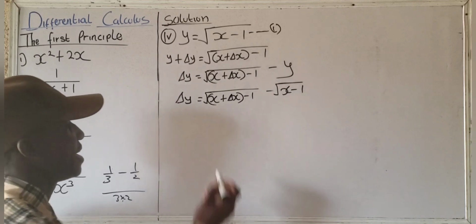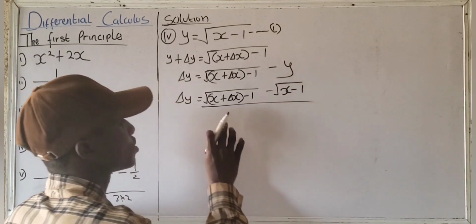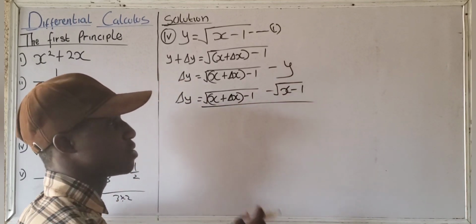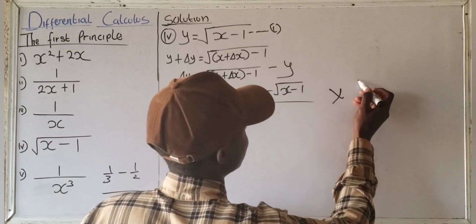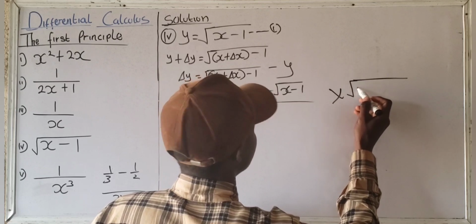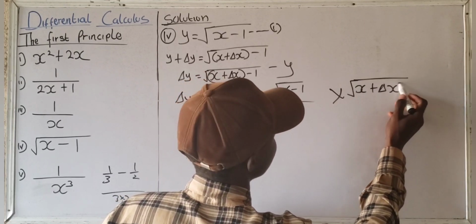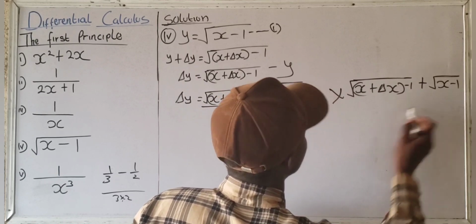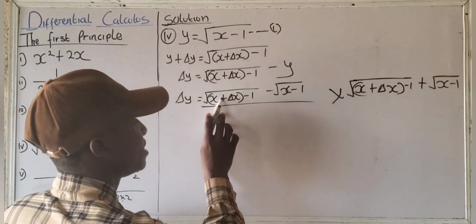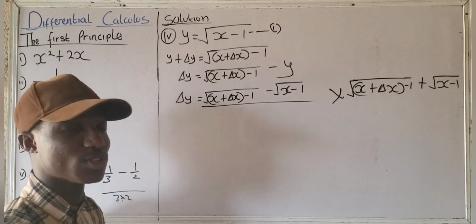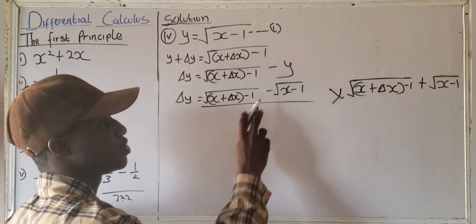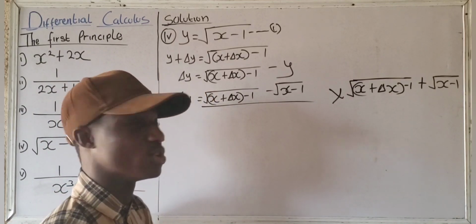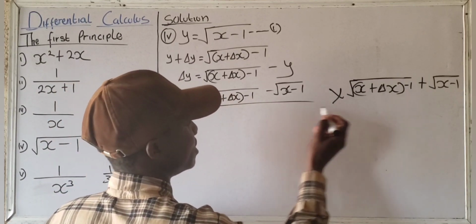So let's do that. Here I'm going to have the conjugate of the square root of x plus delta x minus 1 minus the square root of x minus 1. That will be the square root of x plus delta x minus 1 plus the square root of x minus 1. The sign that is connecting this and this will change. That is what we mean by conjugate. If this is positive before, the sign is going to be negative. Now, because it is negative, the sign will be positive.